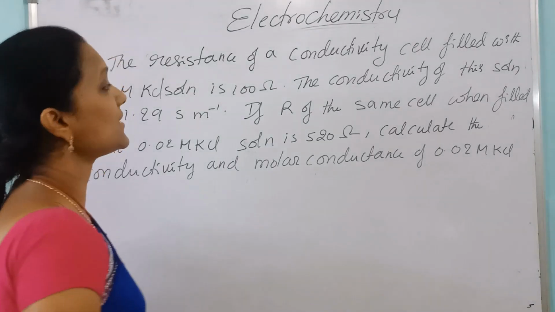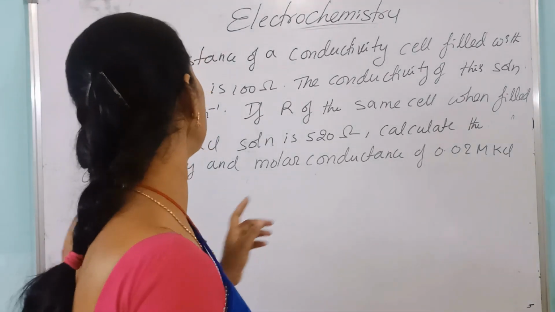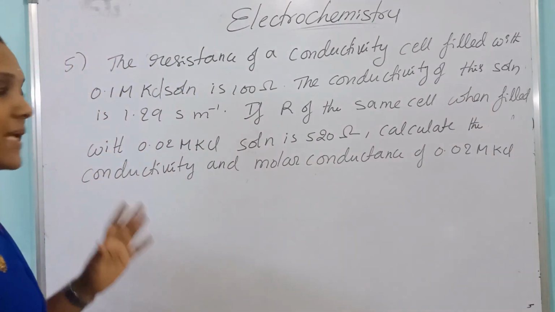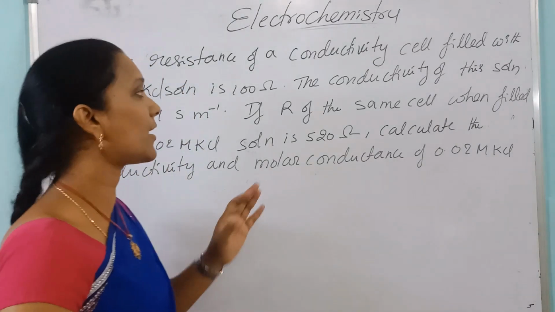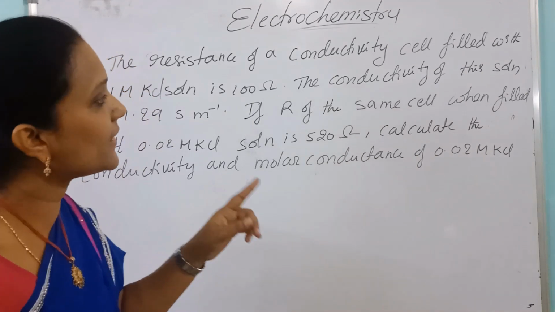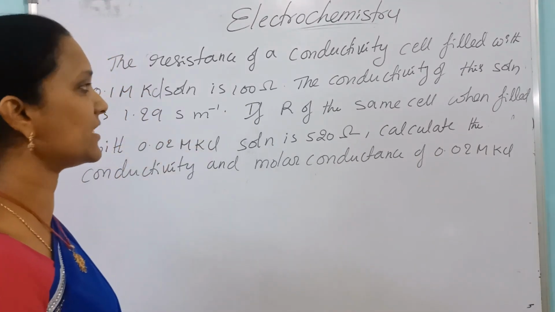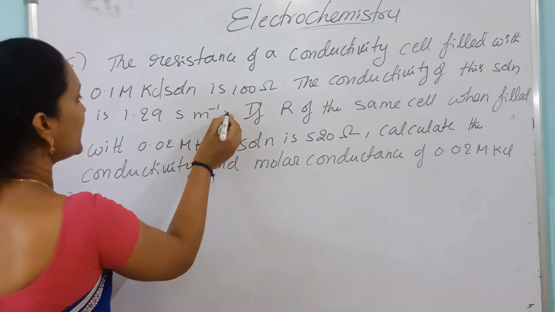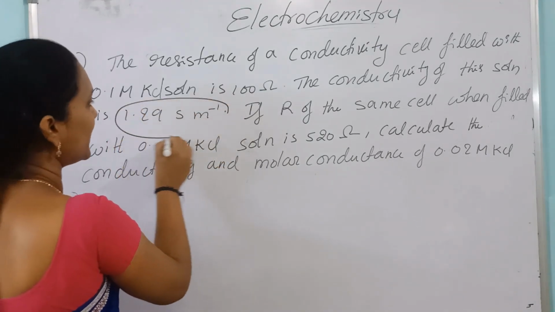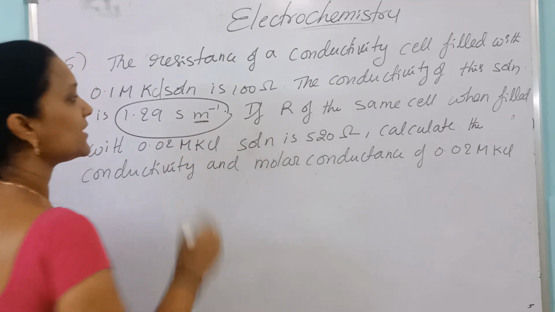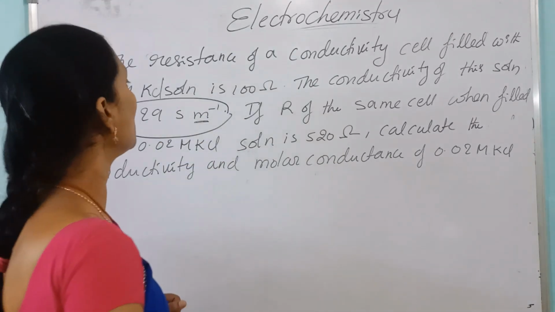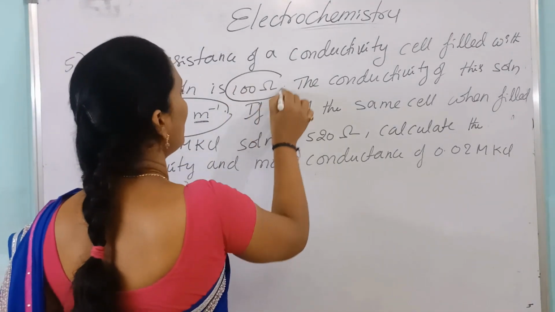The problem: the resistance of a conductivity cell filled with 0.1 M KCl solution is 100 ohms. The conductivity of this solution is 1.29 Siemens per meter. So what is given here? Conductivity, nothing but specific conductance, in Siemens per meter. And the resistance, 100, is given.